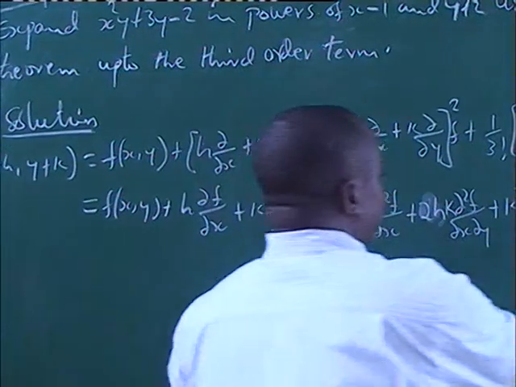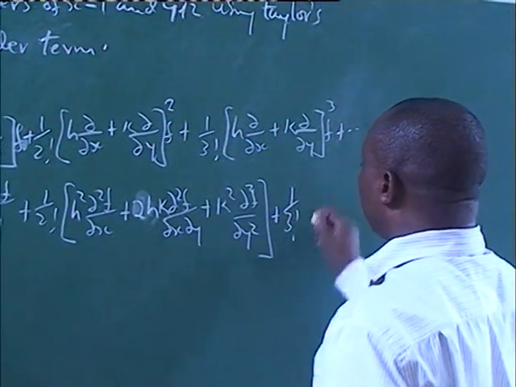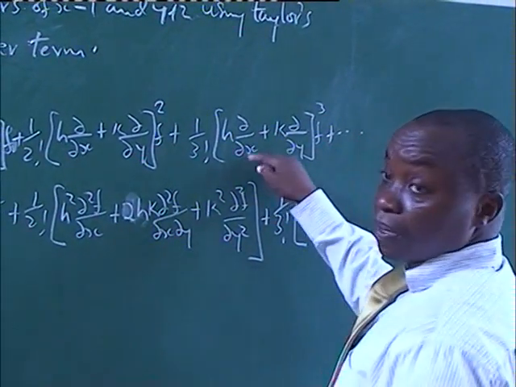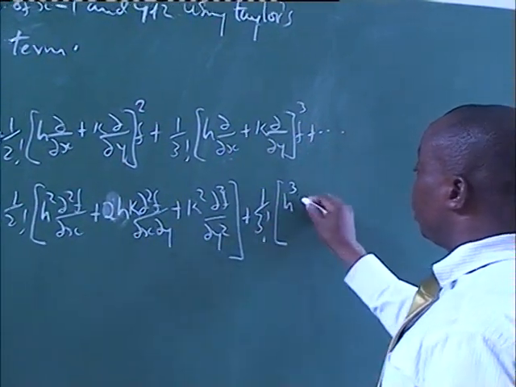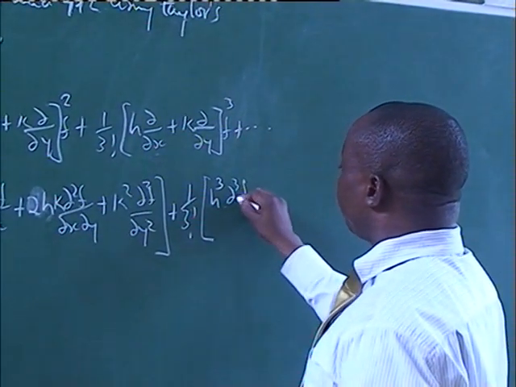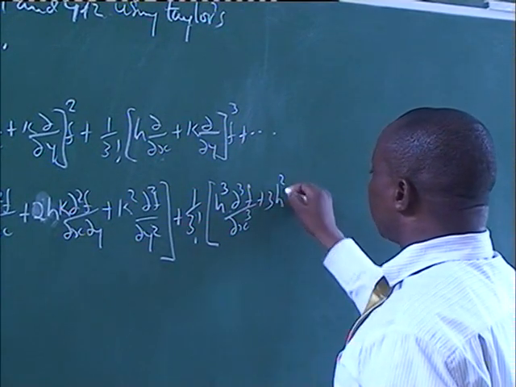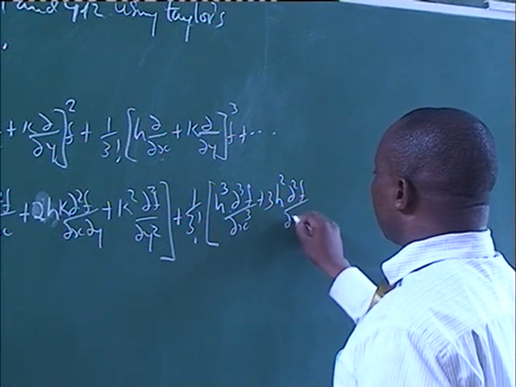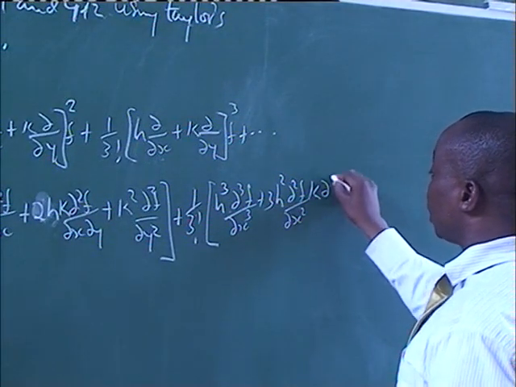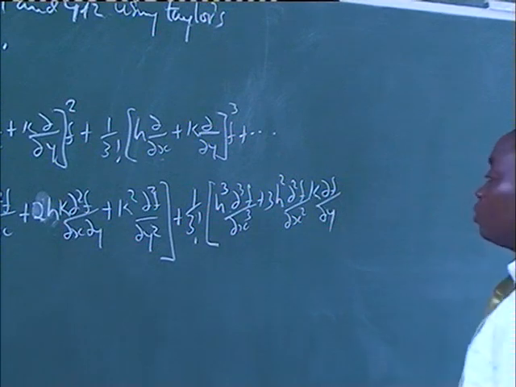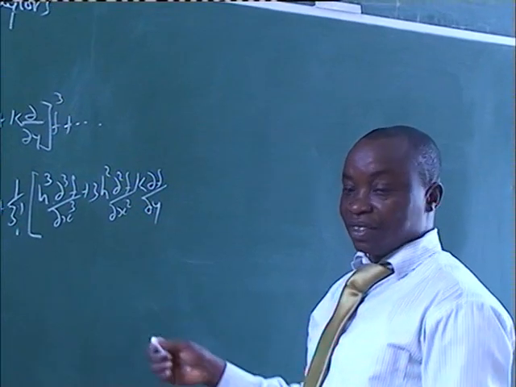Then after that, we will also expand here to have plus 1 over 3 factorial. Then how do we expand here? By binomial expansion, we can have h cubed partial cube f partial x cube plus 3h squared partial square f partial x squared. And note here we will have k, then we have partial f partial y. If you know binomial expansion, it's in first course mathematics, we did binomial expansion.